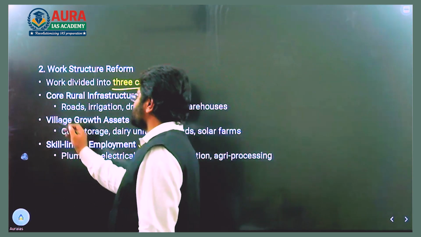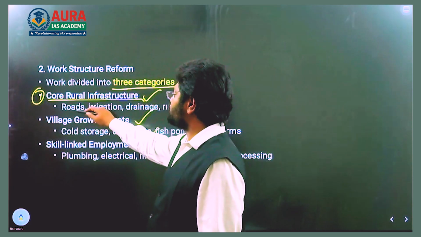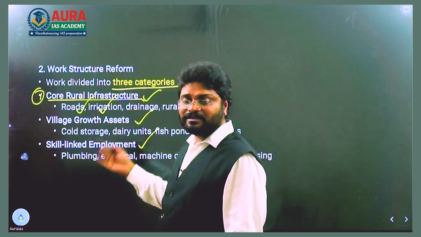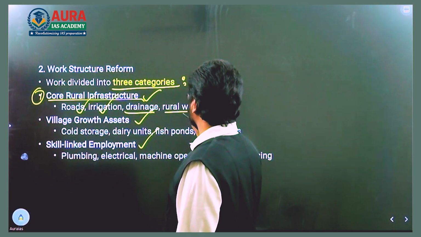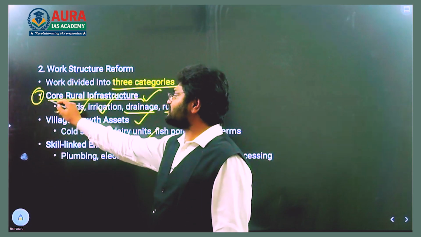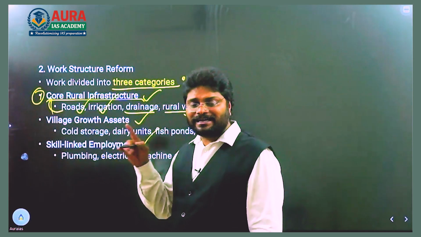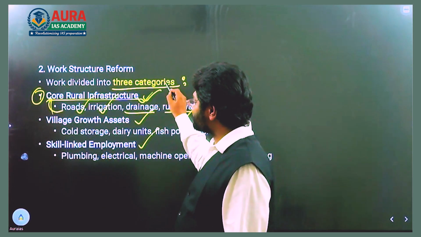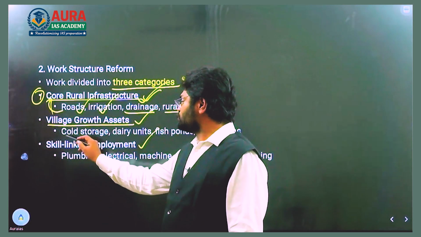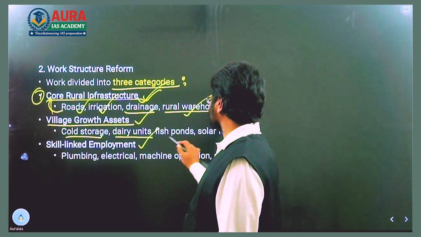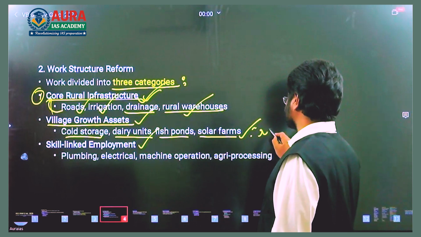The first one is core rural infrastructure. Building roads, irrigation, that is water irrigation related things, drainage systems, and rural warehouses fall under core rural infrastructure. The village has to choose from this category, or village growth assets such as cold storage, dairy units, fish ponds and solar farms. These are all generating revenue.